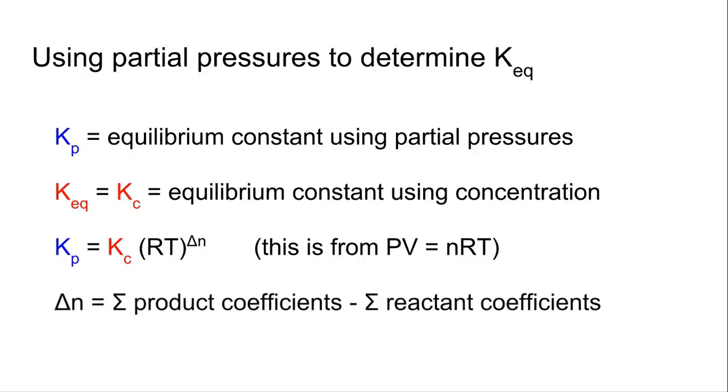Now when we do this, we have a delta N in here, and what does that really mean? It means the sum of the product coefficients minus the sum of the reactant coefficients. Now I know this might seem confusing, so let's go through a sample problem with this.